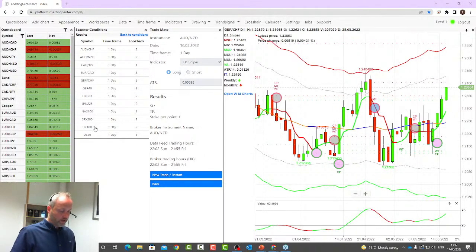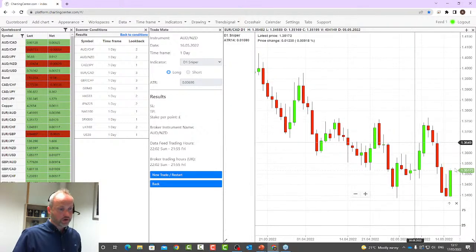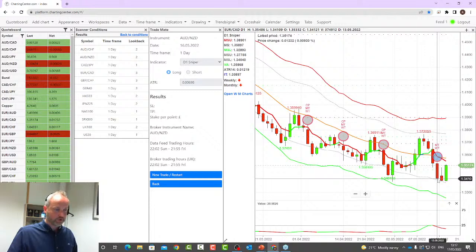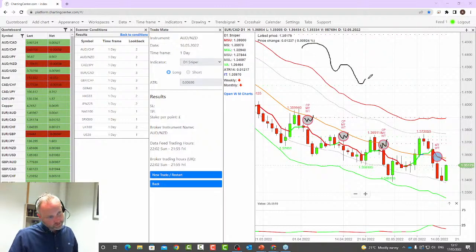Let's have a quick look at EuroCAD as well, because again, this is a market that's starting to go the other way, and it's interesting that I'm showing you this one because this market is going against us. We're not in profit in this one, and that's fine. It's okay. This is a winner. This is a winner. But it's this that's happening now. We're just there at the moment. That's where we are right now.